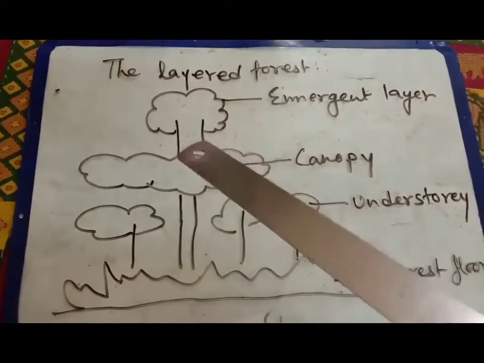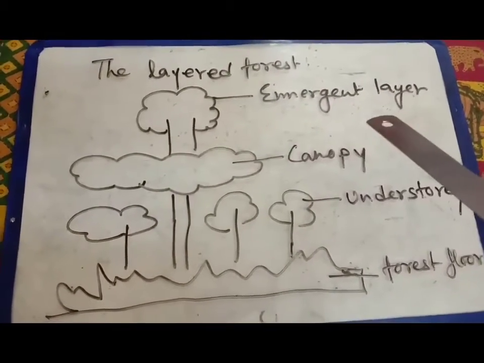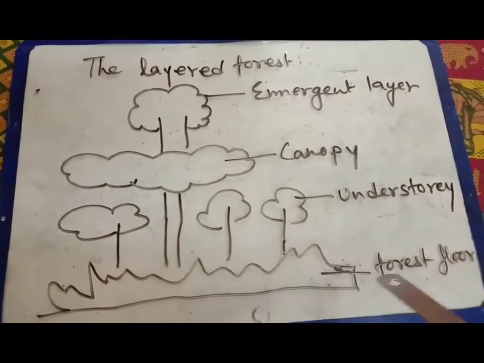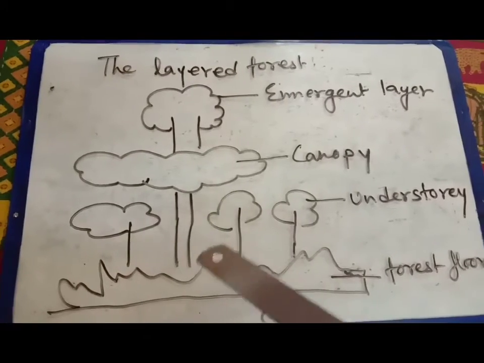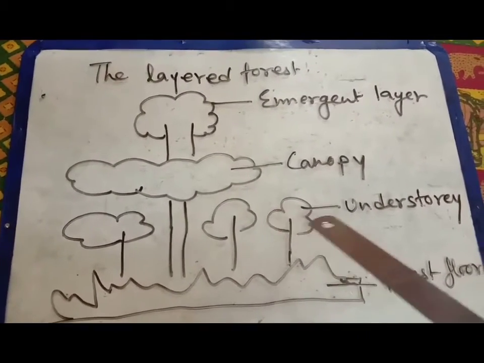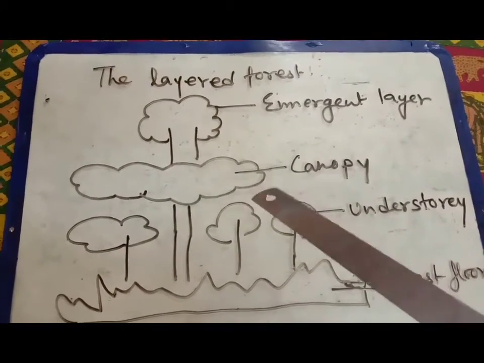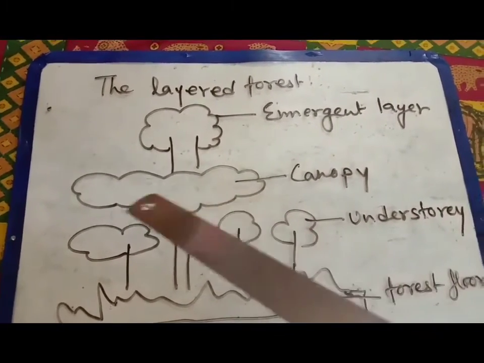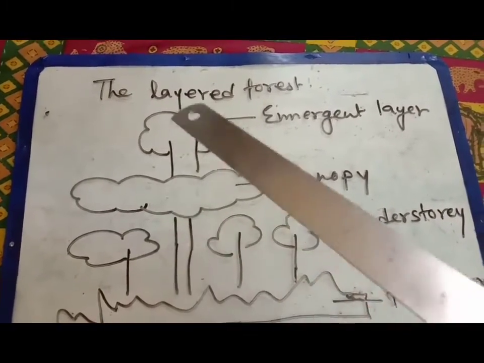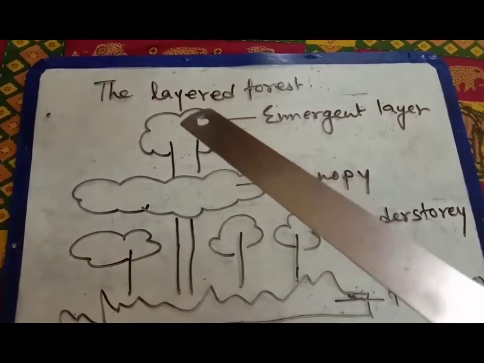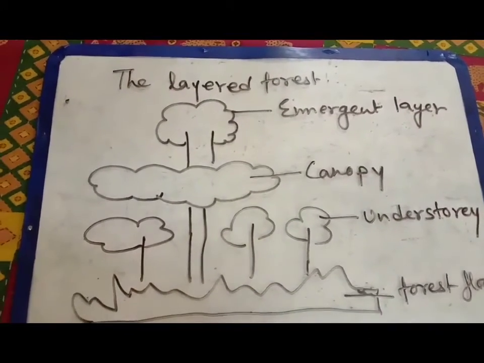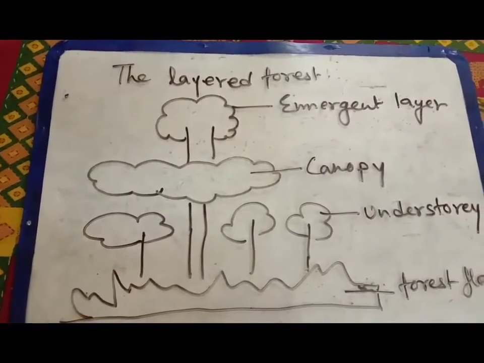The first is the emergent layer, then the canopy, then the understory, and the forest floor. The forest floor is very near to the ground, and after that comes the understory, and after that the canopy. Canopy is an important layer of the forest, and at the top is the emergent layer. Now we are going to read about this kind of forest.